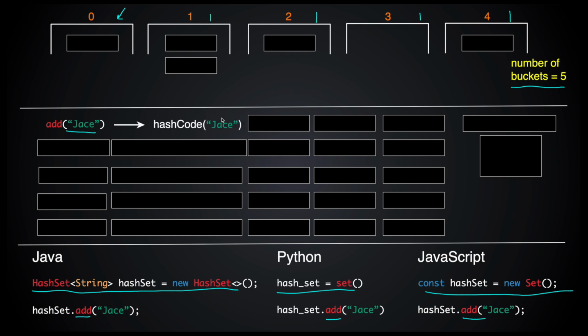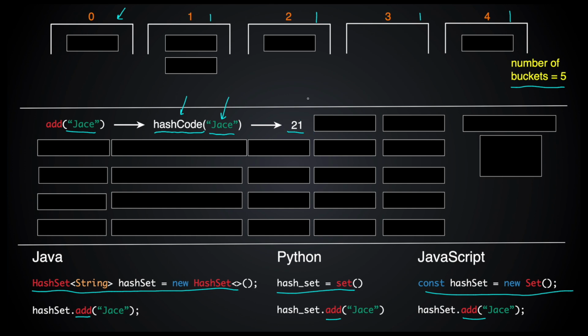In order to do it, the hash set will call the special function hashcode on the name Jace. A hashcode is a very important function in the world of hash sets. Using a special algorithm, it translates anything it receives as a parameter into a number. In our case, it translates the string Jace into the number 21. But the exact number is not really important. It can be 21, 32, or minus 135.